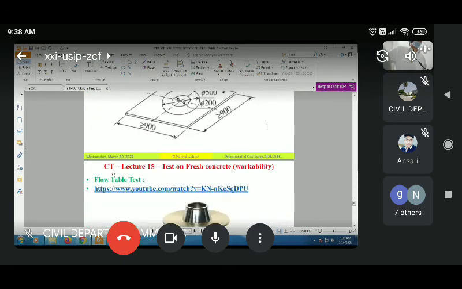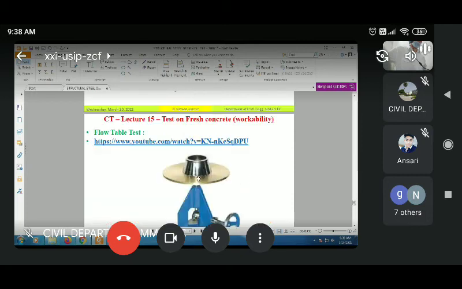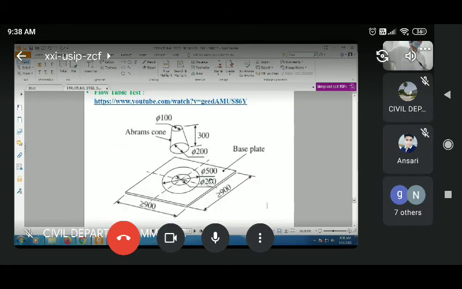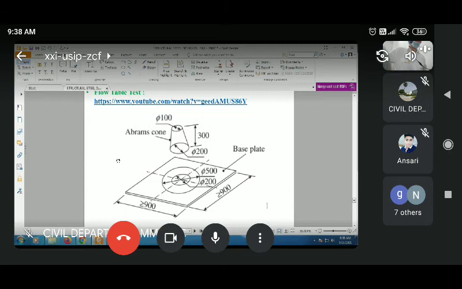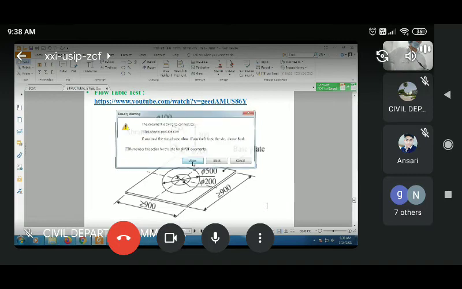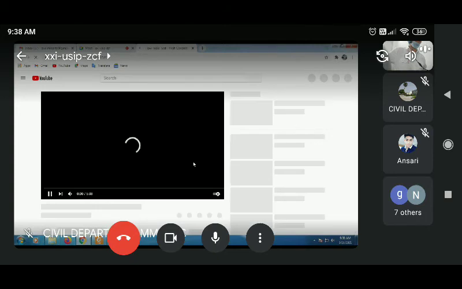different types. This is the flow table test, and this was used for the flow table test. If harsh mix is there, then jolting is required. Otherwise, when you lift the cone, the cone used is the same cone we are using for the slump. You can see the video and you will understand how the flow table test is carried out.